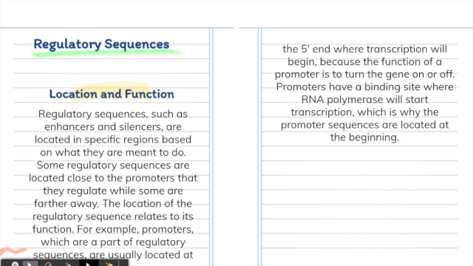For example, promoters, which are a part of regulatory sequences, are usually located at the 5' end where transcription will begin, because the function of a promoter is to turn the gene on or off. Promoters have a binding site where RNA polymerase will start transcription, which is why the promoter sequences are located at the beginning.